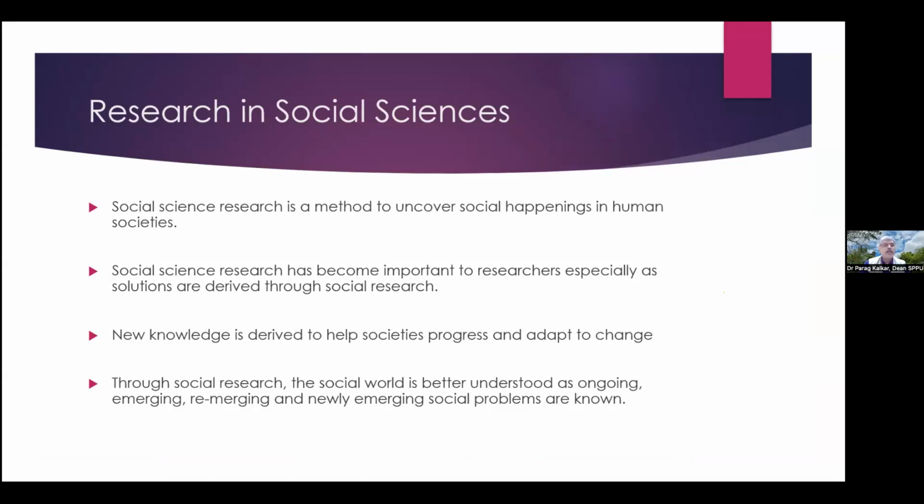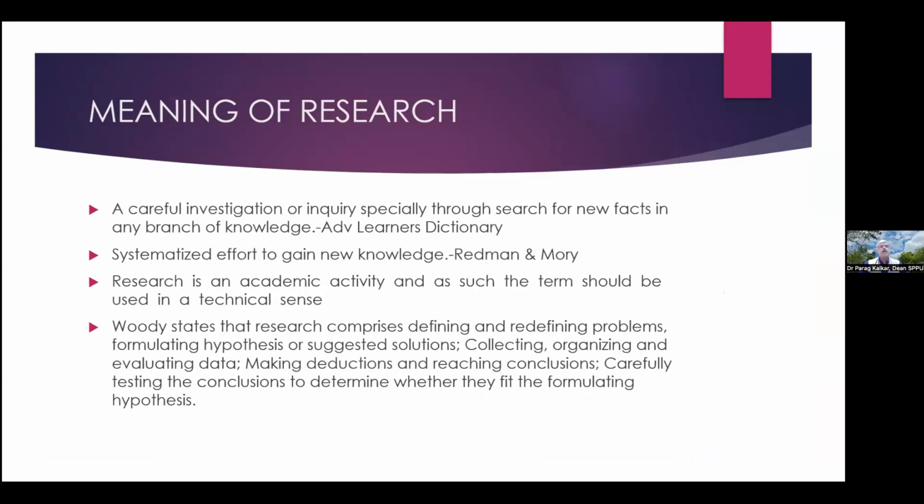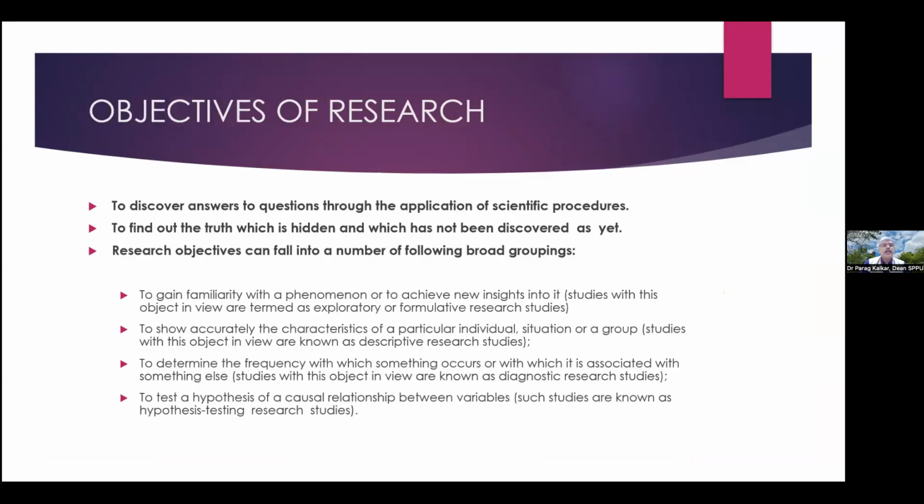I will not go into the definition. Social science research is important, especially as a solution derived through social research. Meaning of research: a careful investigation into a branch of knowledge. A systematized effort to gain new knowledge. Research as an academic activity, in the technical sense. These are the definitions: to discover answers to questions through the application of scientific procedures, to find out the truth which is hidden and which has not yet been discovered.